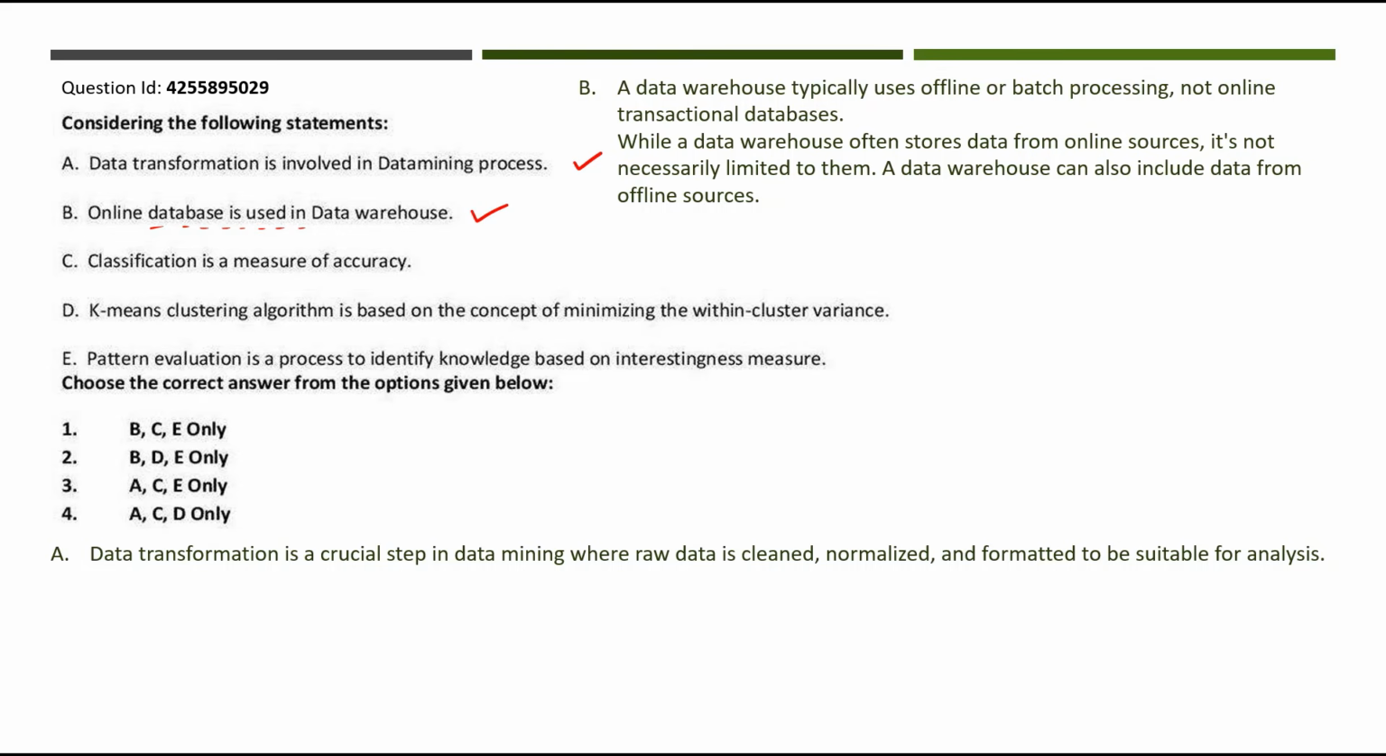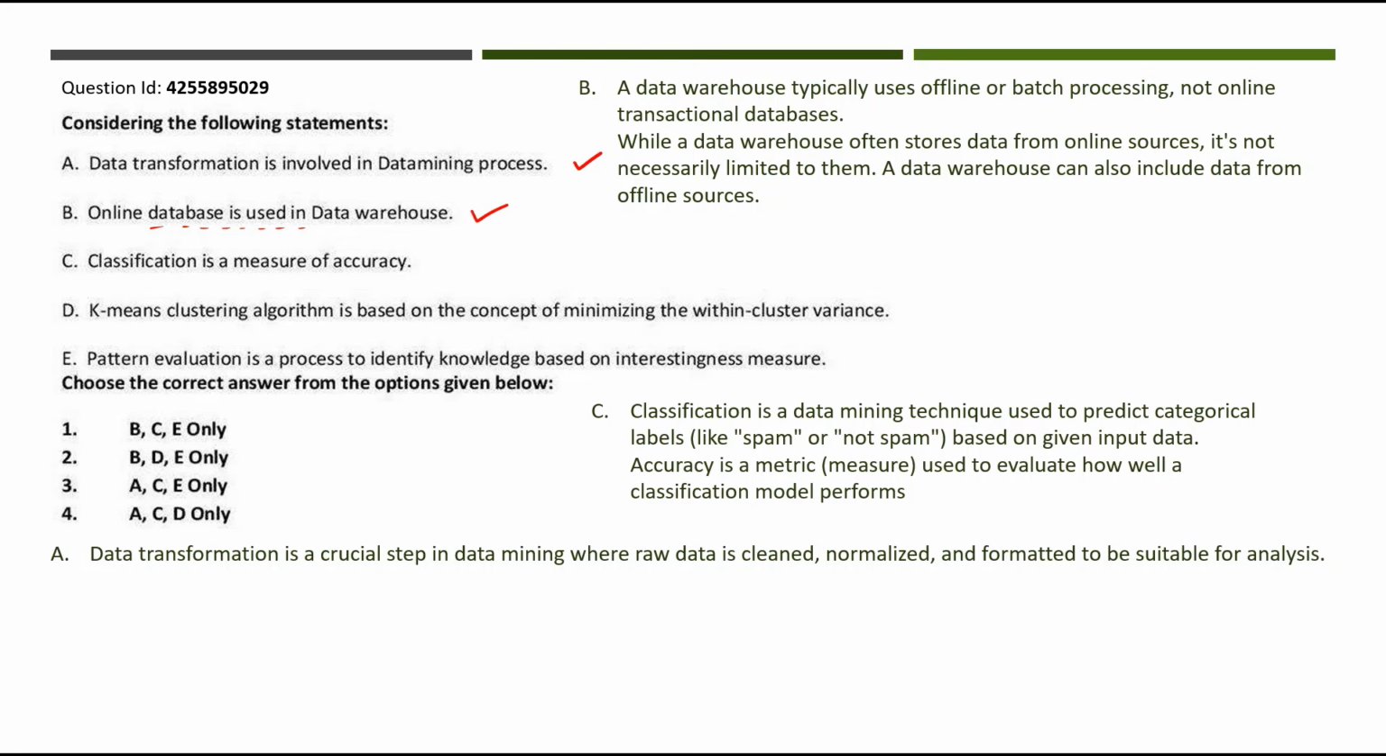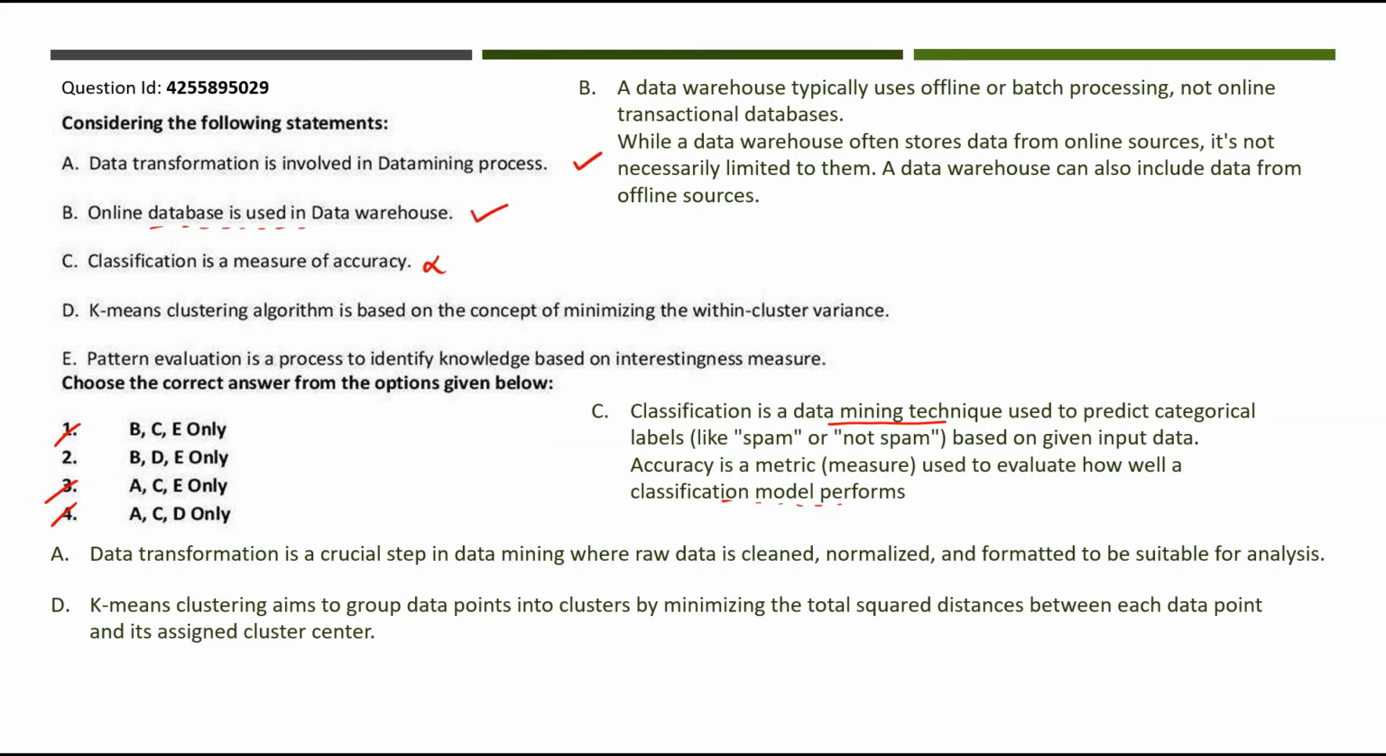What about C? Classification is a measure of accuracy. Classification is a data mining technique used to predict categorical labels like spam, not spam based on given input data. Accuracy is a metric that is used to evaluate how well a classification model performs. So classification is not a measure of accuracy, it's a data mining technique, which means C is wrong. So any option that includes C can be ruled out. From this we have answer as B, D and E. Let's check with D and E. What is D?